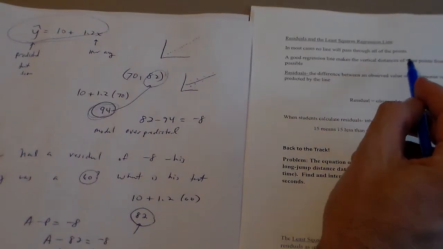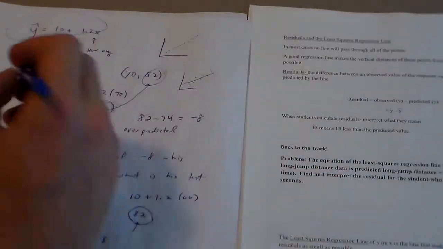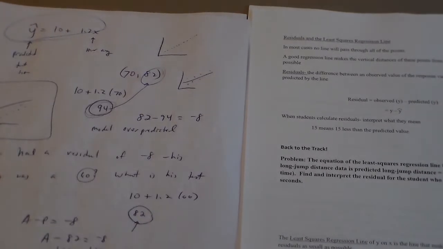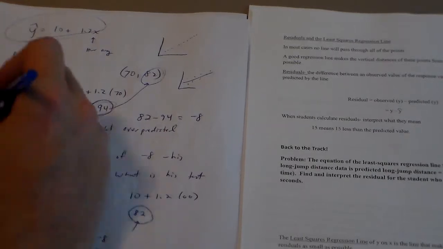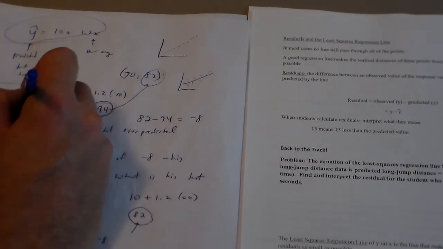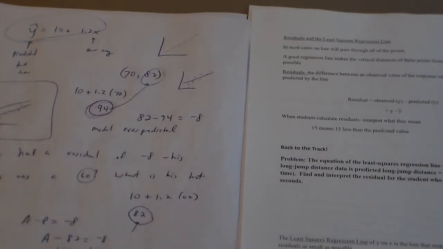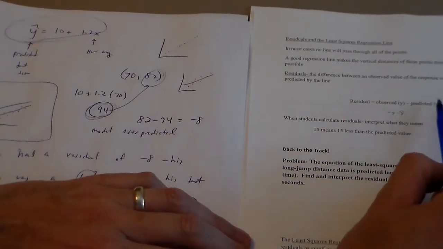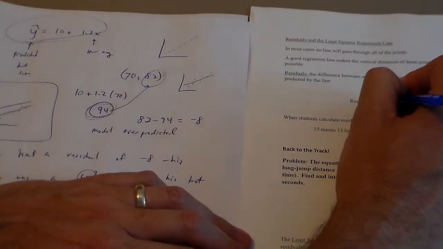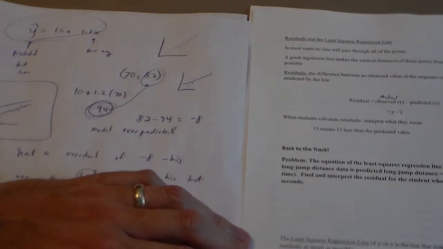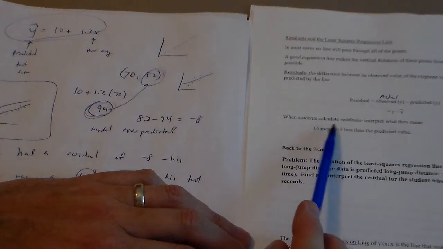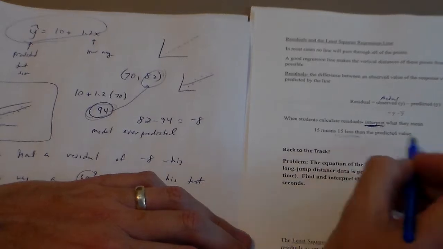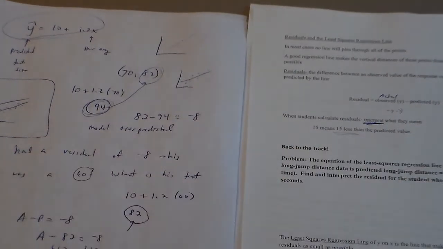A good regression line makes the vertical distance of these points as small as possible. So if I had my line there, that wouldn't minimize those little residuals. I want the least squares regression line so that the distance between my line and the points is as small as possible. Here it is again: observed minus predicted, or actual minus predicted. They call it AP so you don't forget the formula. When students calculate the residuals, they interpret what they mean. We talked about over predicting and under predicting.